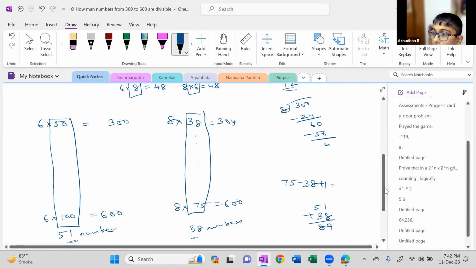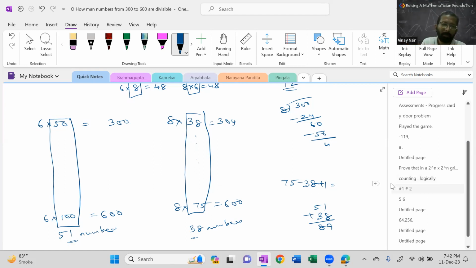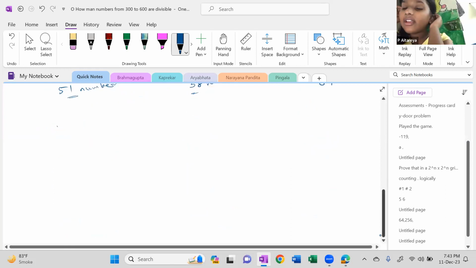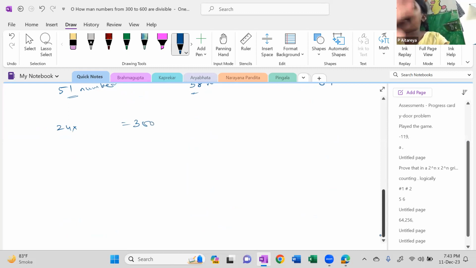Just a moment, let Achyutan finish. Yes, Achyutan. Sir, we have double counted the multiples of 24, which is the common multiple of 6 and 8. Do not make the mistake of thinking we have double counted the multiples of 48 because 6 eights are 48. You'll have to go by the LCM of 6 and 8, which is 24. So from 300 to 600, how many multiples of 24 will come? We have to go by the multiples of 24 because every multiple of 24 is not a multiple of 48.